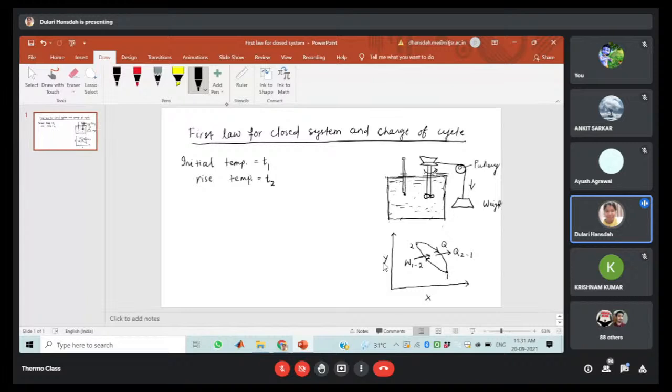Ma'am, how can the temperature change from T2 to T1 in it? Due to the paddle wheel work or stirring work, we are considering a little increase in the temperature of this system. The system we have taken here is water, or a gas or a liquid we have considered.